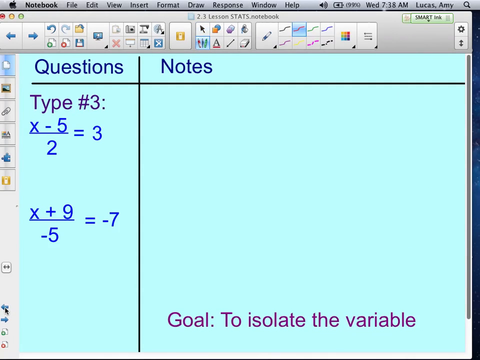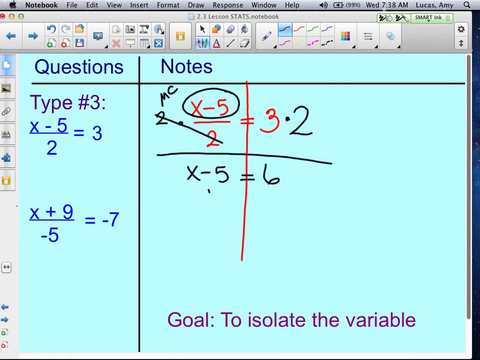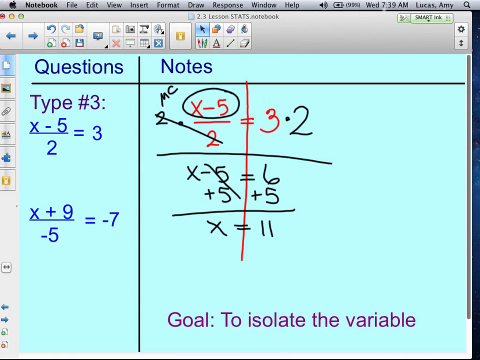Type 3, our last type for today, is when you've got a big fraction. When you've got a big fraction, your married couple is simply the numerator part. So you will have to multiply to eliminate the denominator first, which leaves you the numerator, x minus 5, your married couple. Now it equals 6. Then I can add 5, which gives me x equals 11 for my solution.